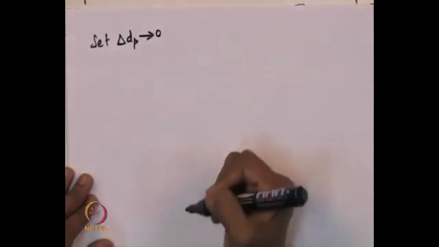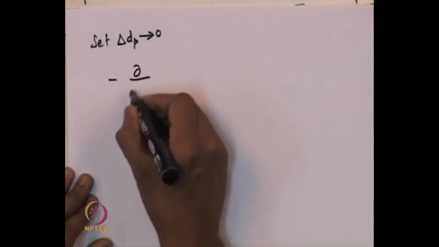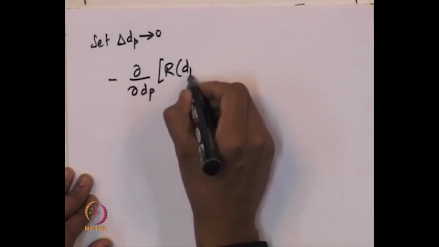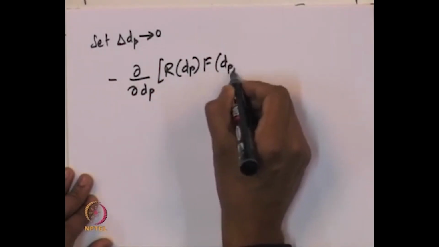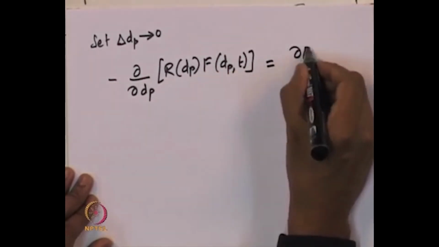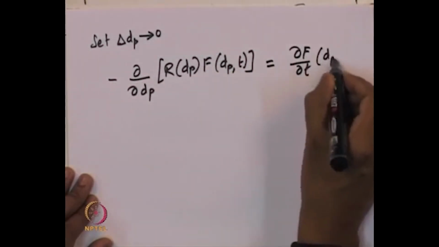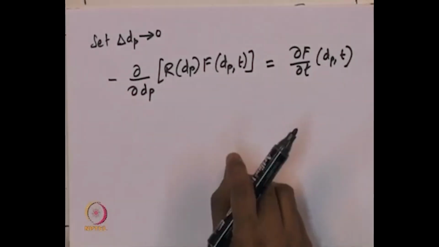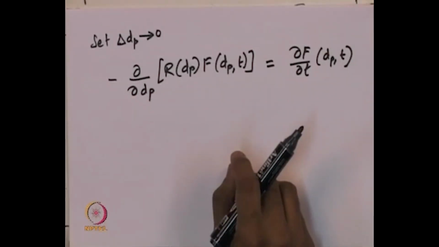So, now rearranging this equation and setting delta dp equal to 0, it can be written as minus d by d dp of r of dp into f of dp comma t, equal to dou f by dou t. So, that is the population balance. Now, what do we do with this population balance? We can solve this equation in order to find how the radius distribution changes.